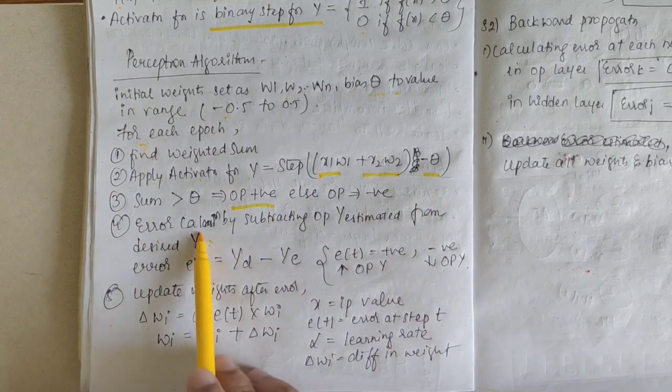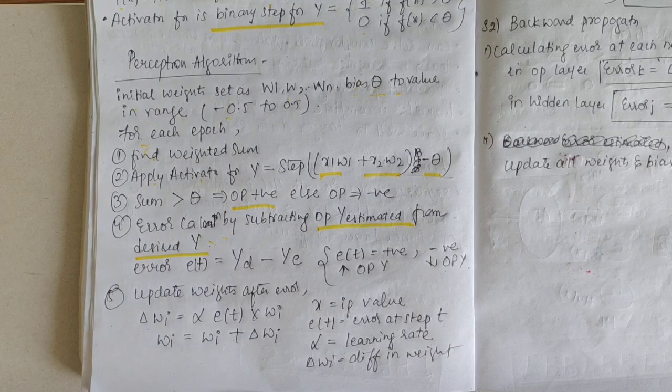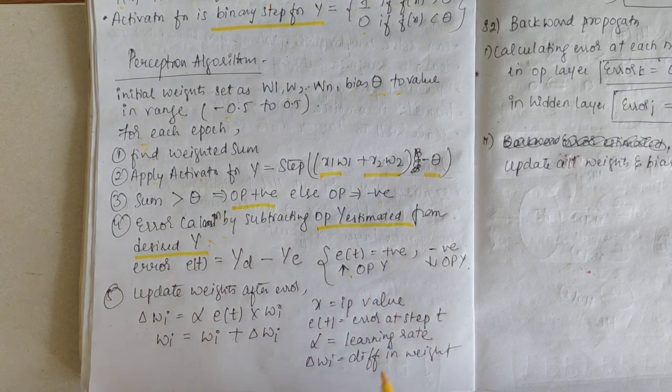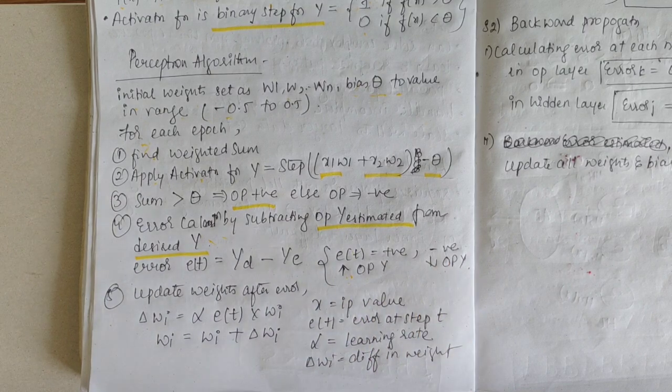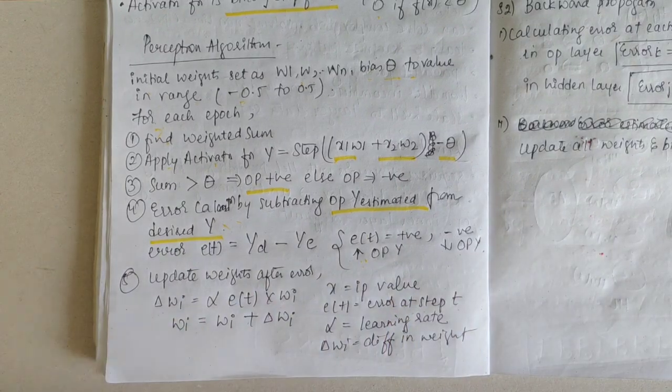Error calculation by subtracting the output estimated from the desired output. So by subtracting these two, you can get the error. If the error is positive, then increase the value of output y. If not, decrease the output value. Then after finding this, we'll look into updating the weights after error.